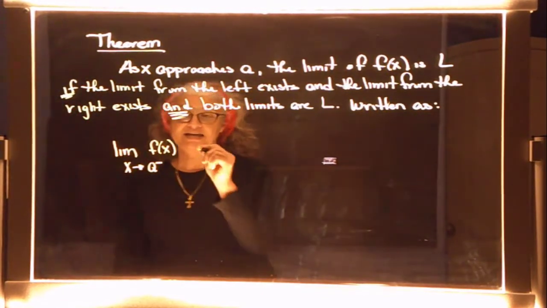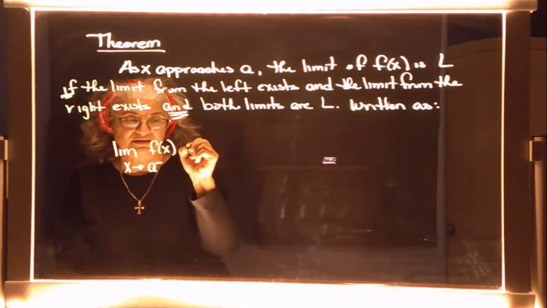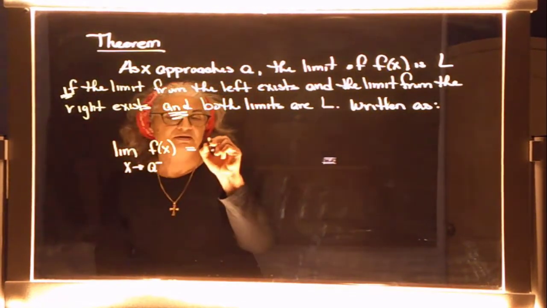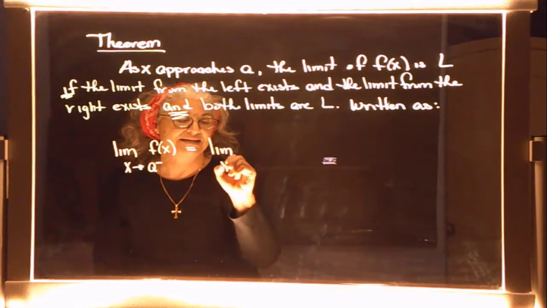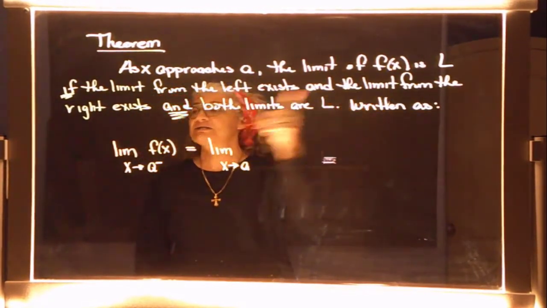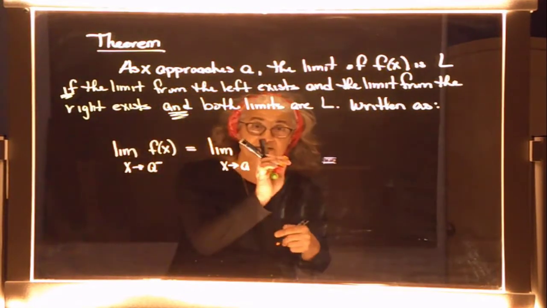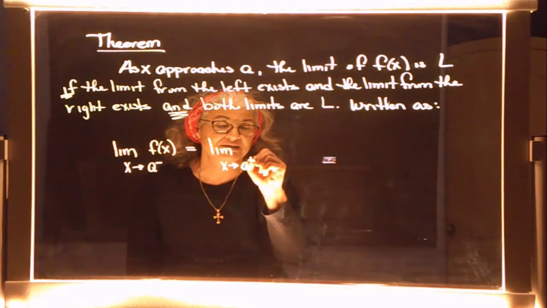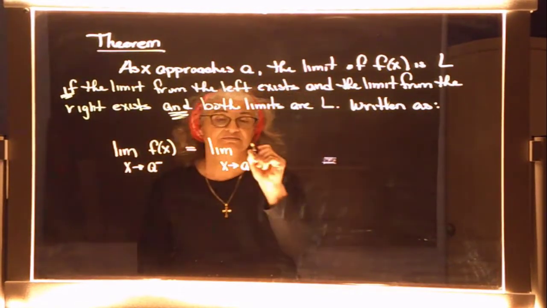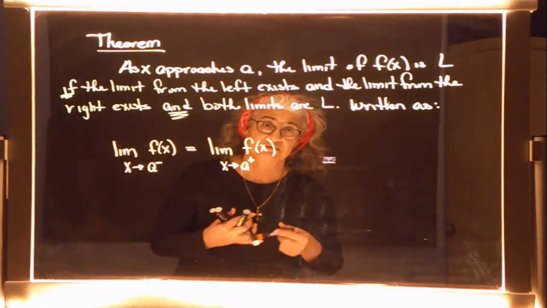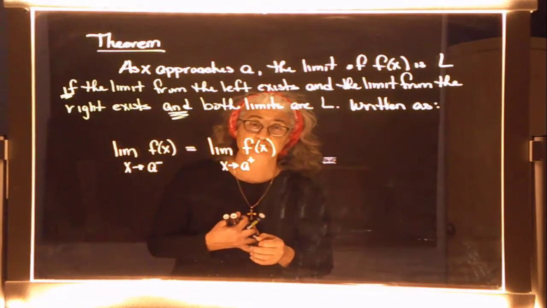Okay? And this must be equal to the limit as x approaches a, but now it's from the right. So here's still that a, but now I'm coming in from the right, and that's my positive direction, so to speak. Still looking at the same function. So far, so good with me?